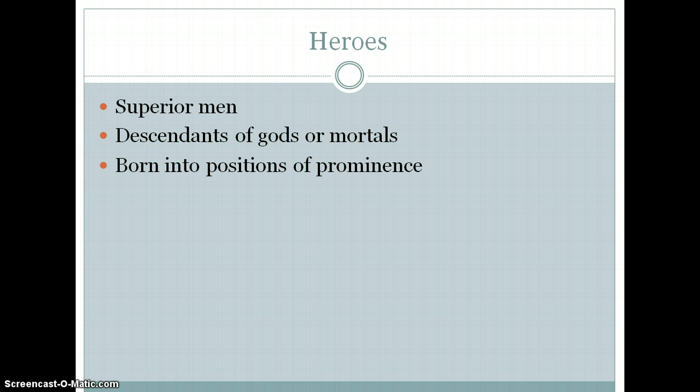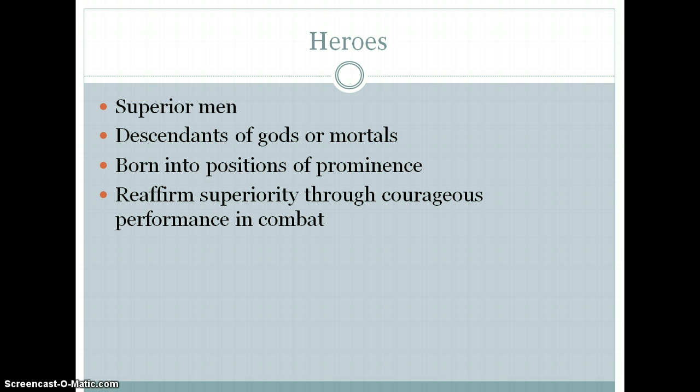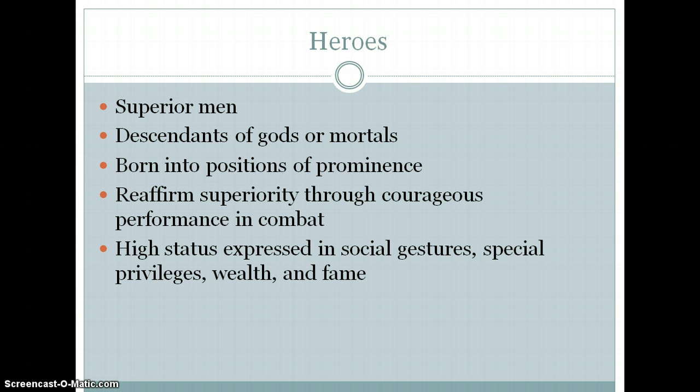They are born into positions of prominence, such as kings and other rulers or war heroes. They reaffirm their superiority through courageous performance in combat. They go out and they fight. They are the soldiers of their people, the big protectors. Their high status is expressed in social gestures. They receive special privileges, they have wealth, and they have fame.